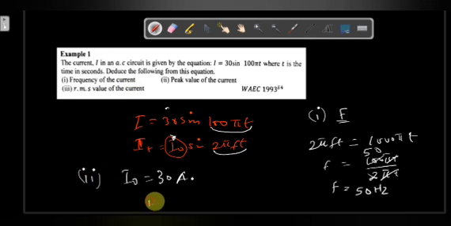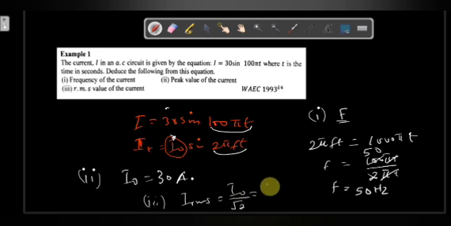So for 3, we are going to use the formula I RMS is equal to I naught divided by root 2. Remember this formula. So I naught is 30 divided by root 2. So you can press this on your calculator. 30 divided by root 2. So that's 21.21 amperes. So that's the RMS value of current.